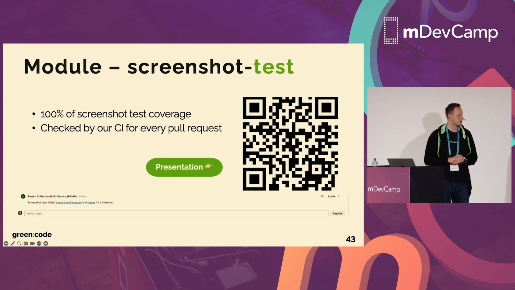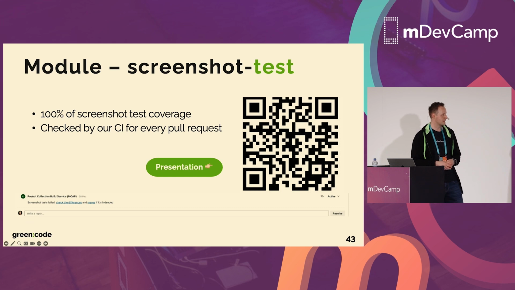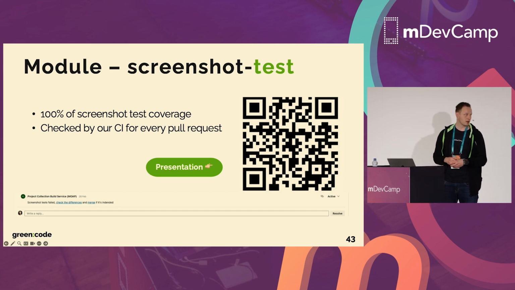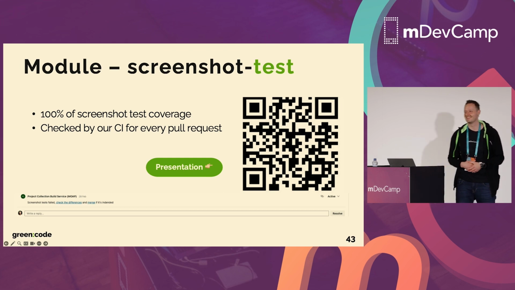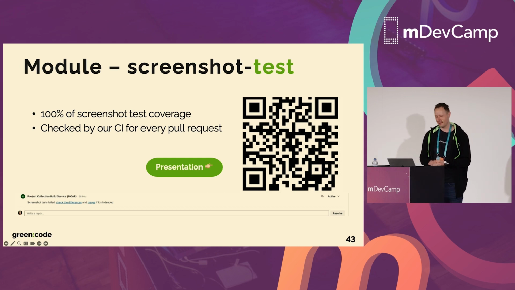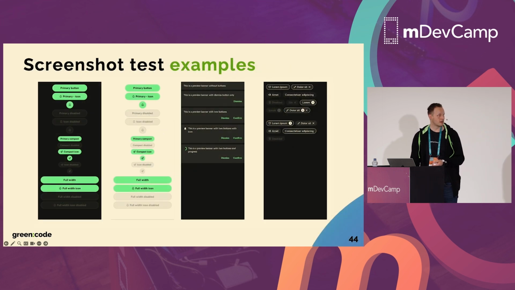We have 100% of screenshot test coverage. It's checked by our CI. When you change something and it influences the design, then you will see this message, hey, you have to deal with it. You can merge it, or you can resolve it. And I recommend a presentation from David, he had a presentation about screenshot tests, so I recommend watching it. Those are examples of screenshot tests, how they look. They are in some folder in the project.